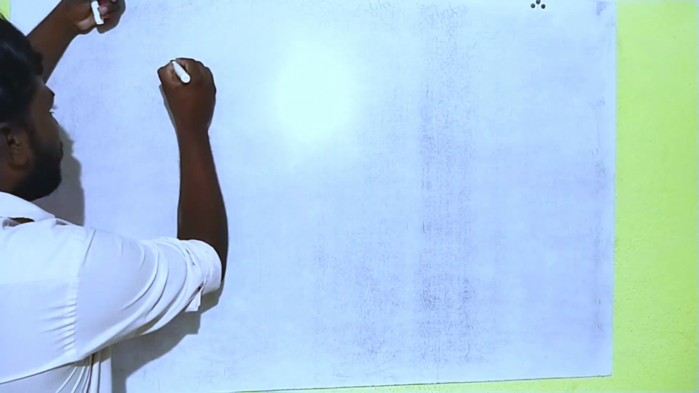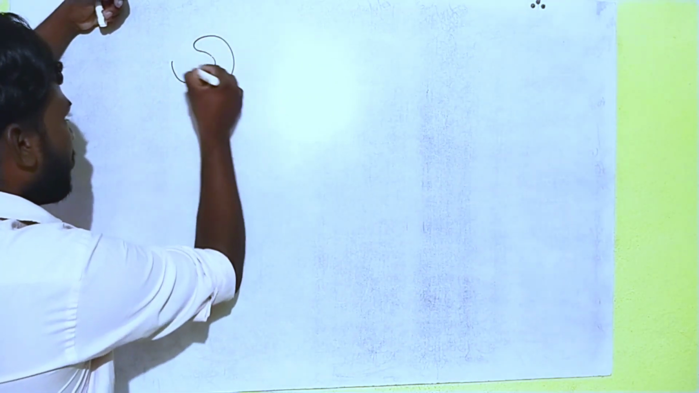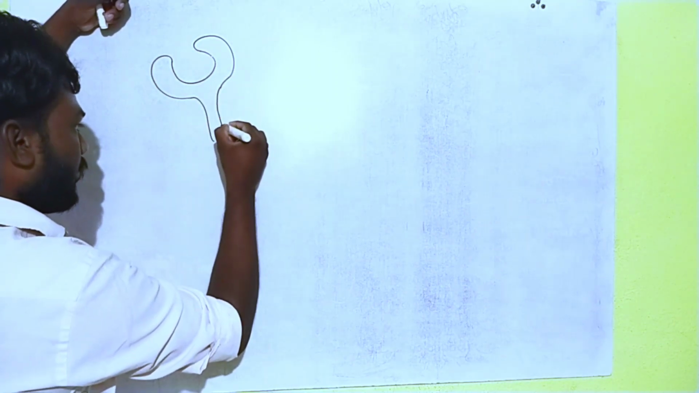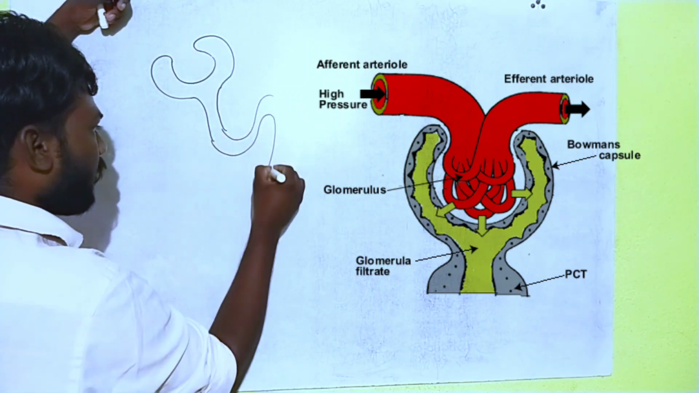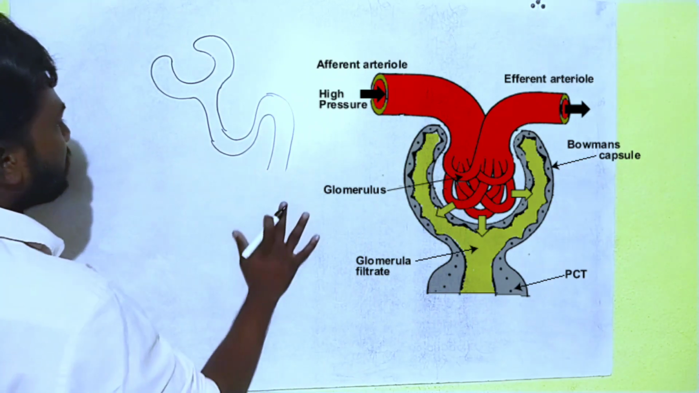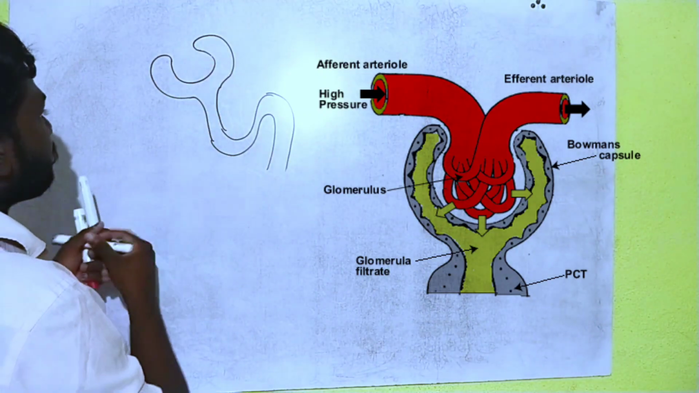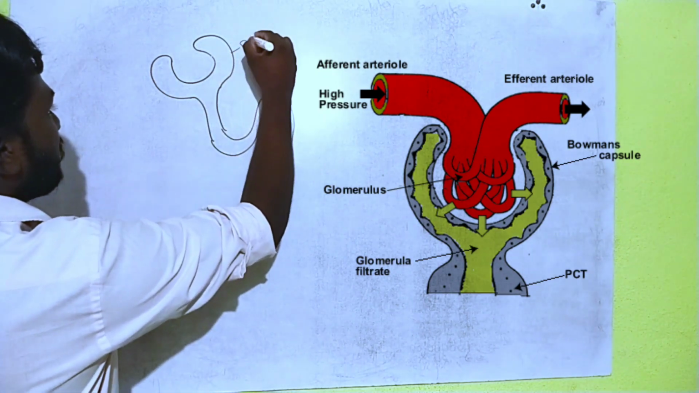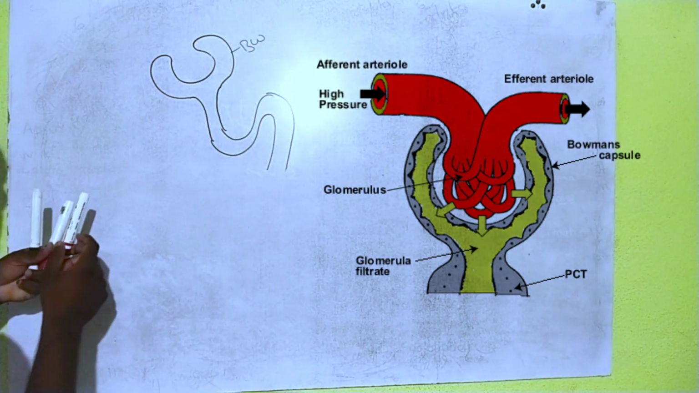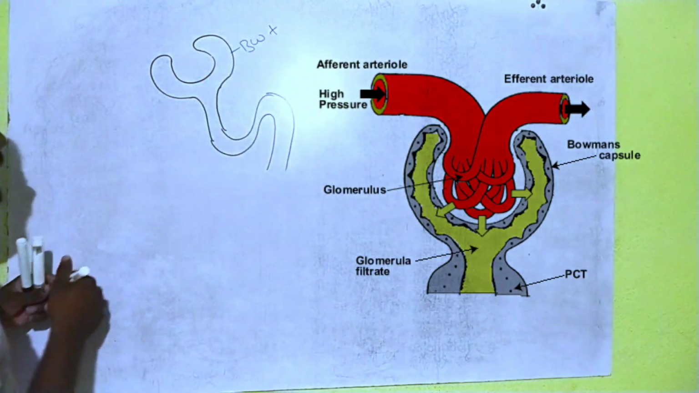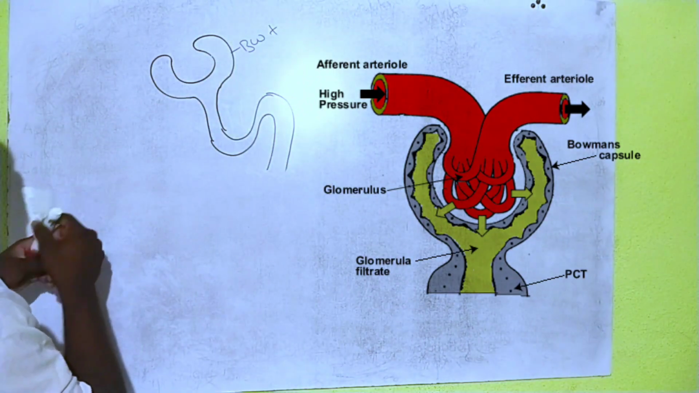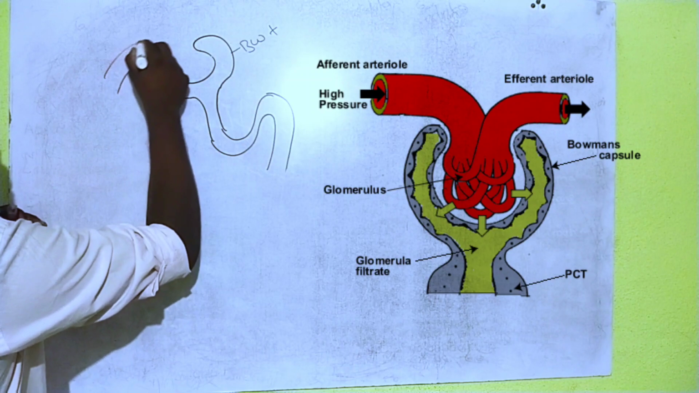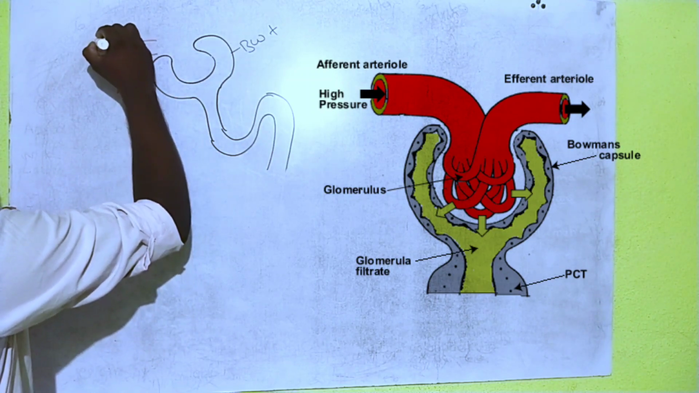The Malpighian body: all of you know this cup-like shape is the Bowman's capsule. Again there is a coil, this is the PCT. Let me use red and blue colors. This is the Bowman's capsule. Along with this Bowman's capsule, there is one tube. This is the afferent arteriole, AF.